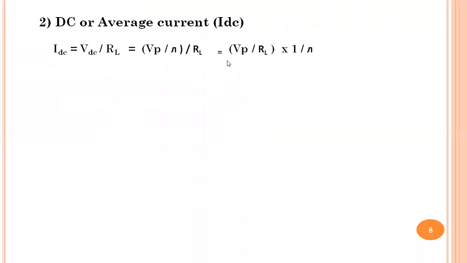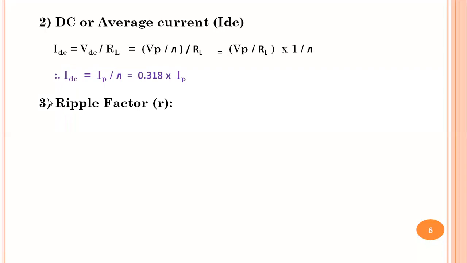V peak upon RL means the peak value of current that flows through the load, which is the maximum current I peak. So I peak upon pi is the simplification of the above equation, giving the resultant DC current, also called the current flowing to the load. IDC can also be called IL. 1 upon pi is what? 0.318 times the peak value of current is the resultant required DC or load current.